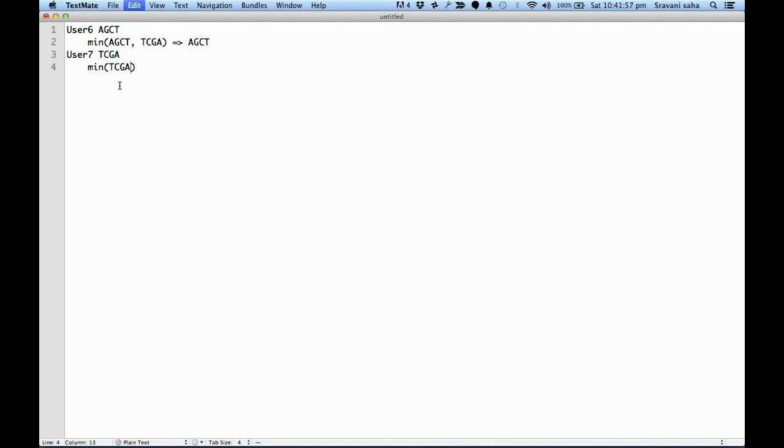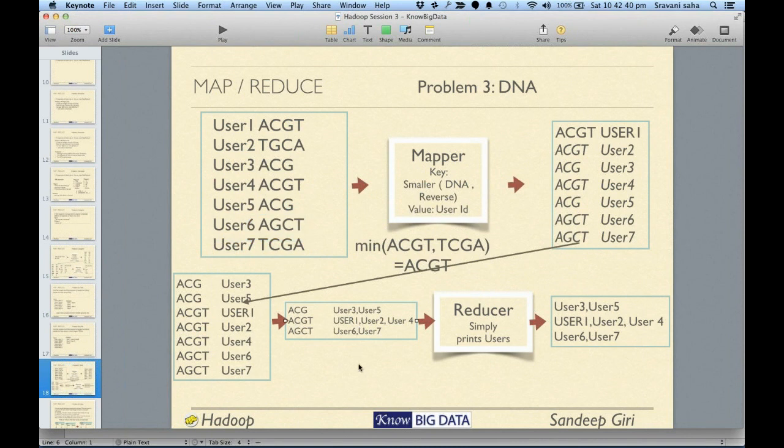Similarly here, minimum out of this, and what is the reverse of TGCA? AGCT, right? And the minimum is AGCT. So one thing you need to note is, out of these two, the key is always the same, right? Key is always the same. Yes. All right. Good. So we are all good to move ahead.